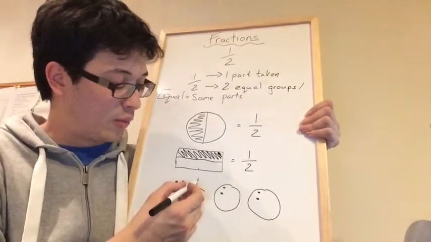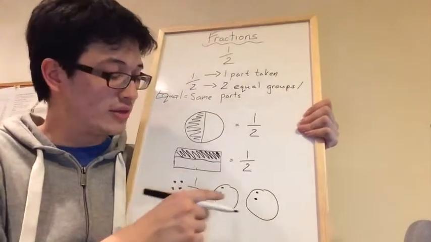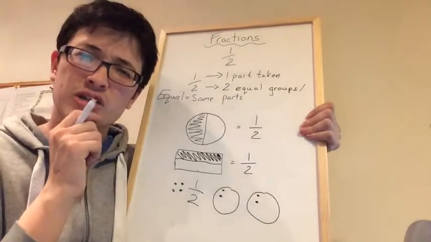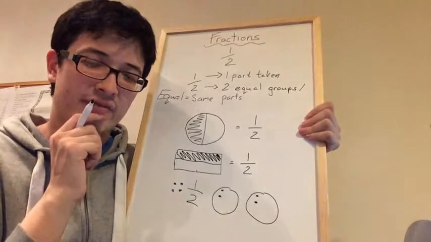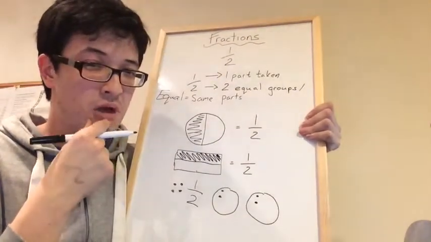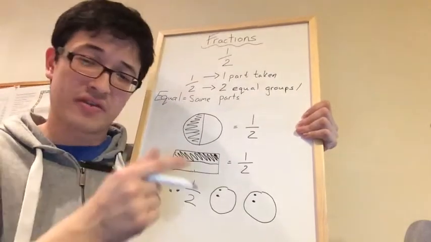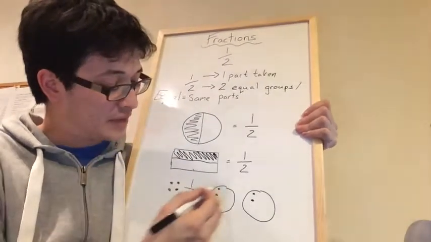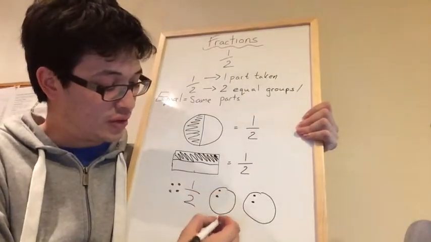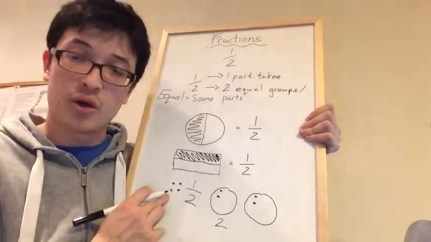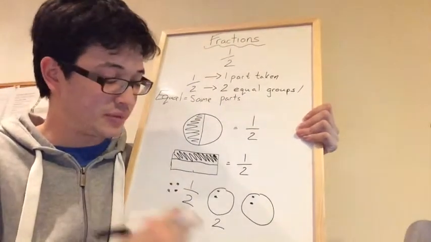Now, if we have a look at one group, because the numerator says 1, in this one group, how many chocolate chips do you think we have? What does your partner think? Do they think the same as you? Well, we've got 1, 2 chocolate chips. So, what's half of 4 chocolate chips? That's 2.